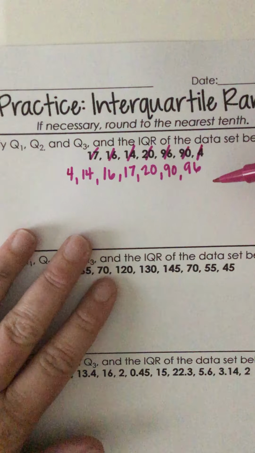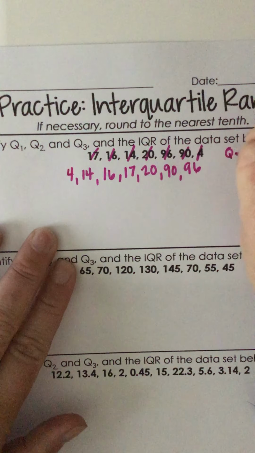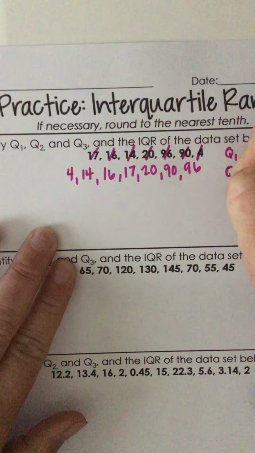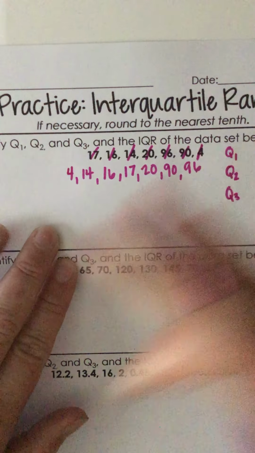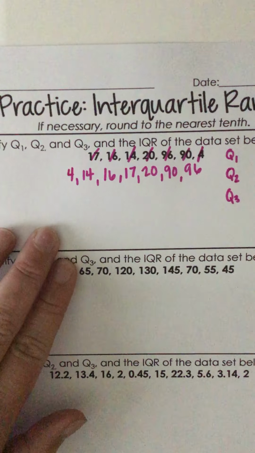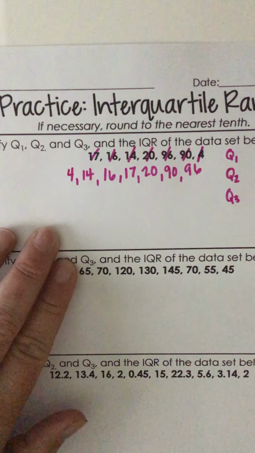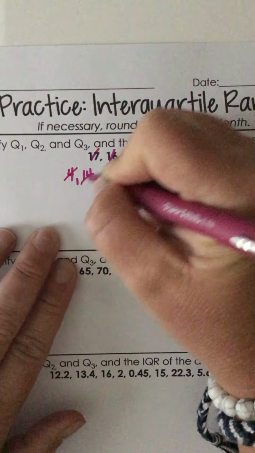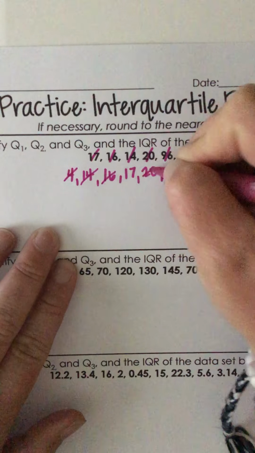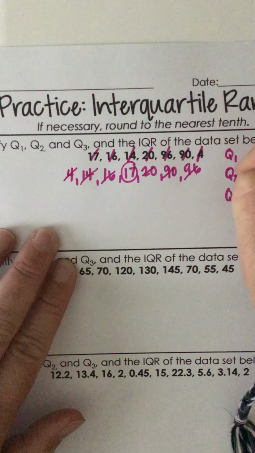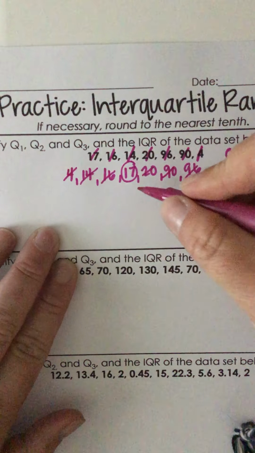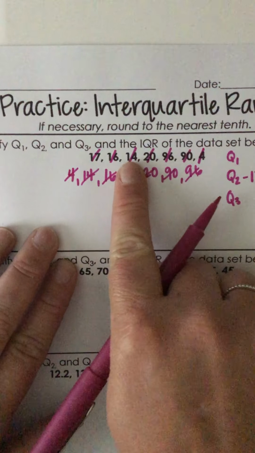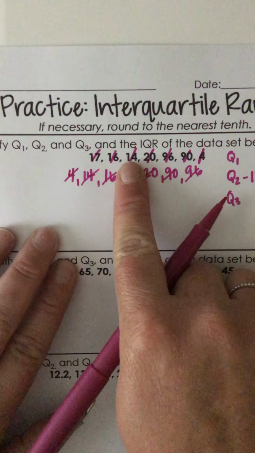So now I'm going to go in and find Q1. I'm going to find Q2 first because that's the median of the whole thing, and that's what I have to do first in order to be able to find the first half and the second half. So I'm crossing off. Alright, so my median is 17. Now again, because this is an odd number, I'm not using 17 when I find my Q1 and my Q3.